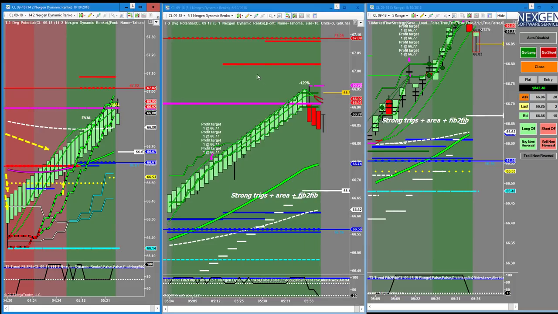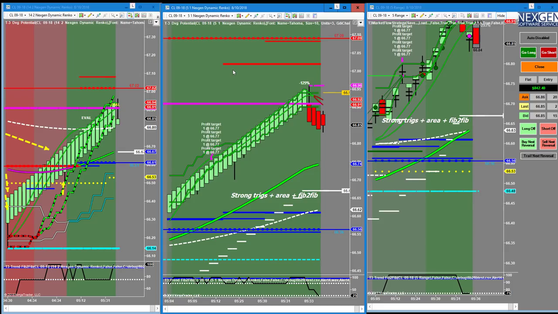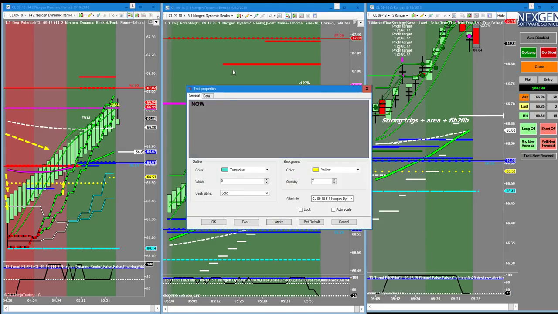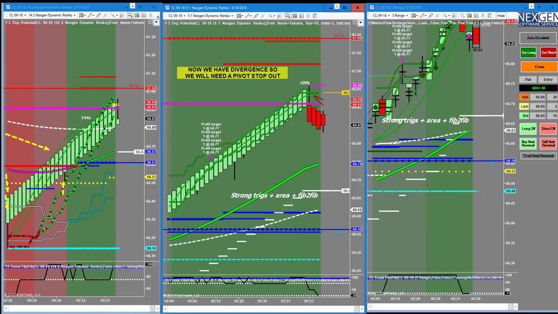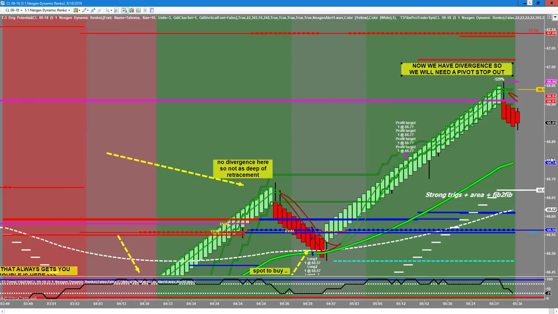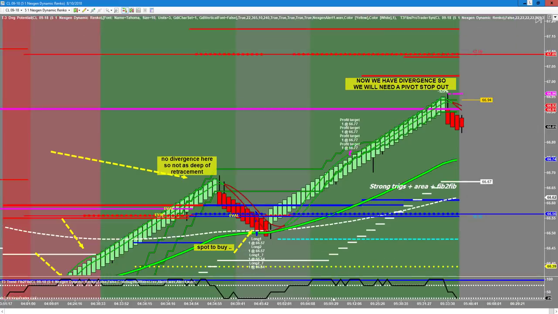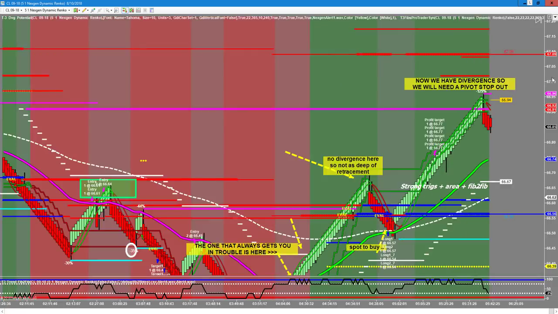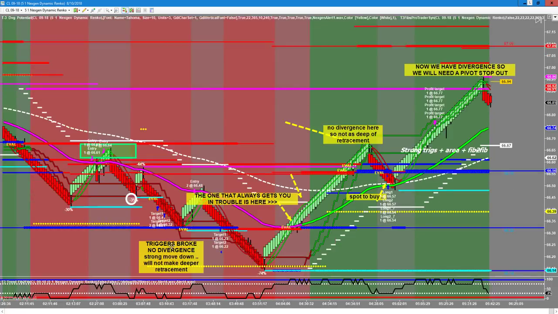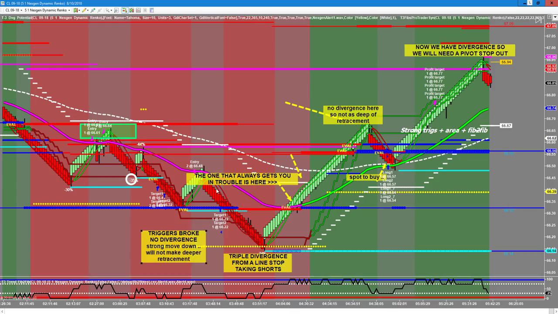Now, look at your 5-1 chart. What do you see? Very simple. Divergence. Now we have divergence. Try to spell that right. So what's going to happen? We're going to get a little bit of a deeper retracement, typically. We're going to need some type of a pivot stop out. And again, when you're looking at your charts, you're saying to yourself, well, if we get to the mid-band, that's probably a pretty good spot, right?